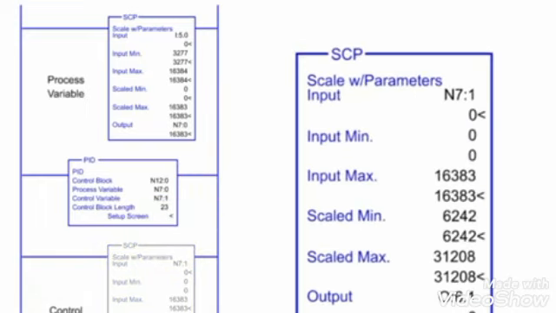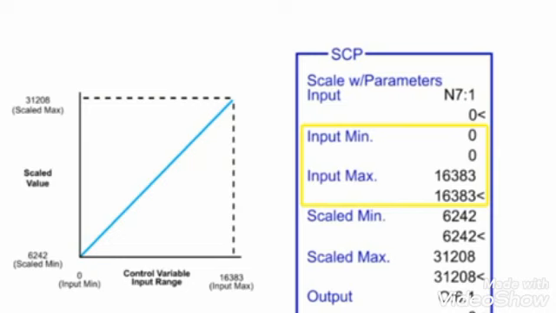Next, the control variable range of 0 to 16,383 is scaled to an analog output module using the second Scale with Parameters instruction. The input parameter of the SCP contains the memory address of the PID output values that will be scaled. The input minimum and input maximum are programmed as the smallest and largest values of the input range. The input value is then scaled between the ranges programmed in scaled minimum and scaled maximum parameters.